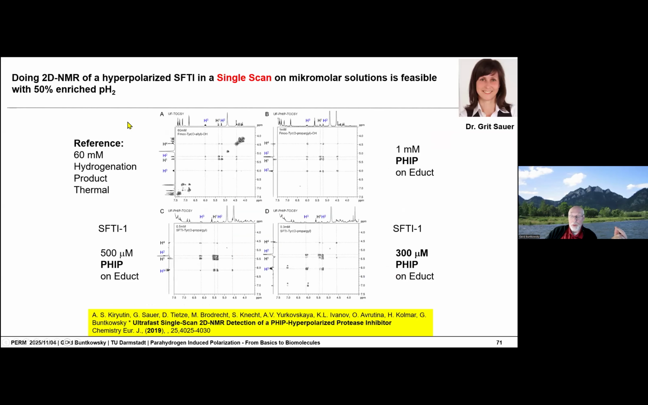We also played with the concentration, and we found we can go down to about 300 micromolar solutions and still very nicely see the hyperpolarized signals in a single scan of the FIB enhancement.